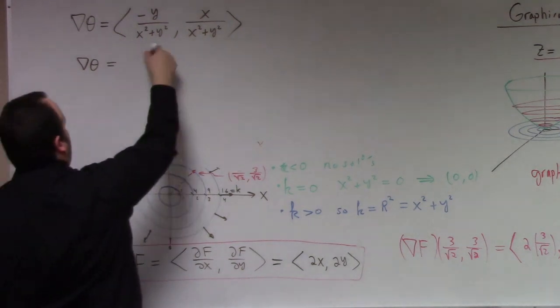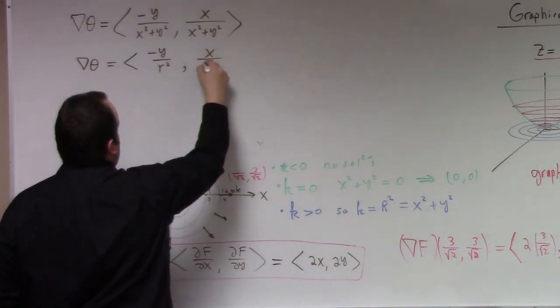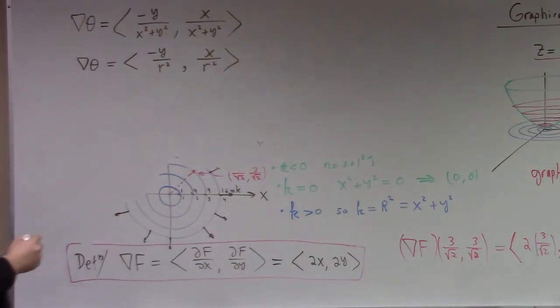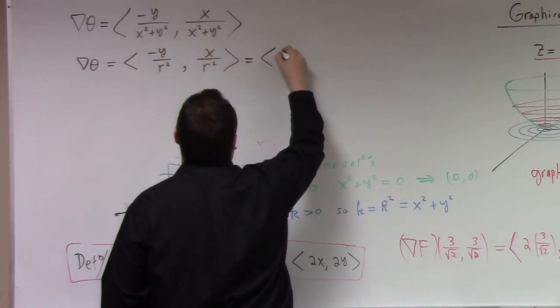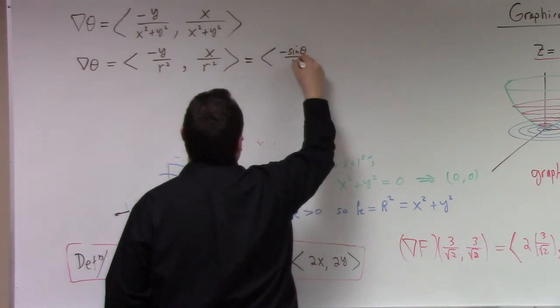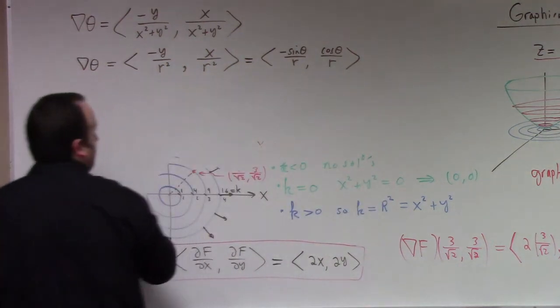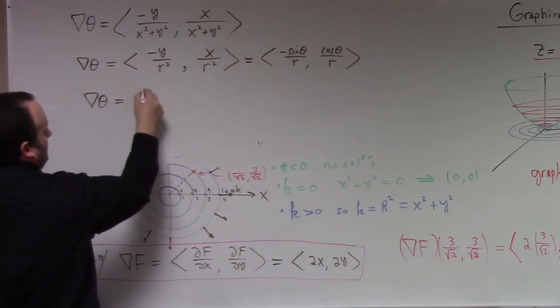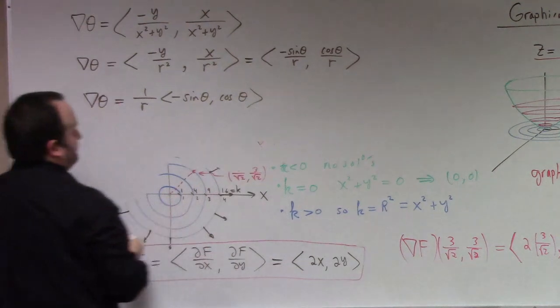How about the denominator is r squared, right? So we've got minus y over r squared and x over r squared. But y over r is sine theta, x over r is cosine theta, and we just got an extra 1 over r. So those simplify to minus sine theta over r and cosine theta over r, right? Of course, we can simplify that. The gradient of theta is 1 over r times minus sine theta, cosine theta, right?